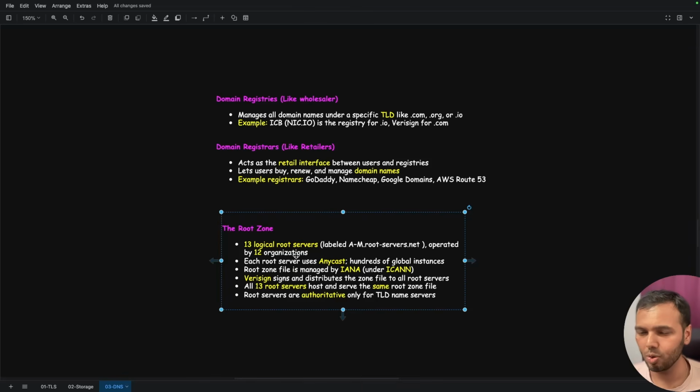The logical servers are 13, but the organizations are just 12, because VeriSign is managing 2 logical root servers. Now each logical root server could have hundreds of servers. Do not think of this as a single server. One logical server can have many instances. Then each root server uses Anycast, with hundreds of global instances. Now what is Anycast? It allows multiple servers to share the same IP address globally. DNS queries are automatically routed to the nearest or fastest server based on network topology.